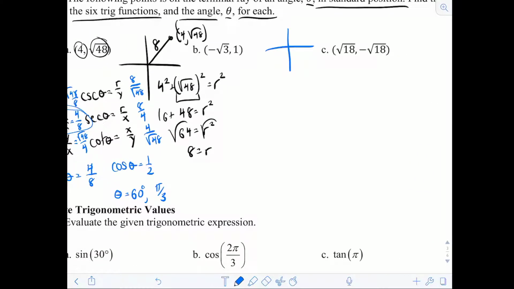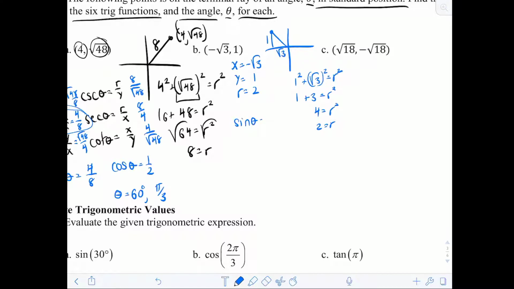Next one. So negative and then positive, so it's going to be right here. So this is going to be square root of 3. This is going to be 1. So 1 squared plus square root of 3 squared is going to be equal to r squared. 1 plus 3 is equal to r squared, so that gives me 4. 4 is equal to r squared. R is going to be equal to 2. So x is equal to negative square root of 3. Y is equal to 1, and then r is equal to 2.